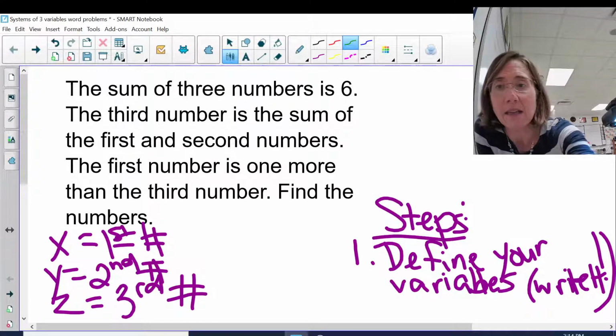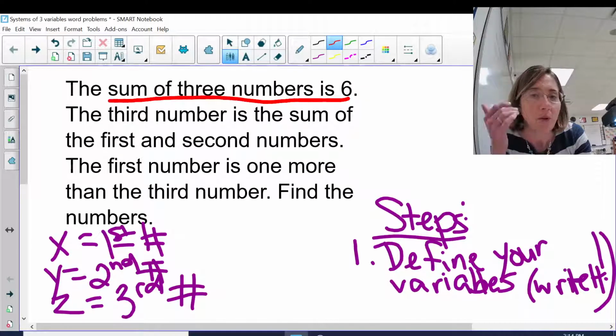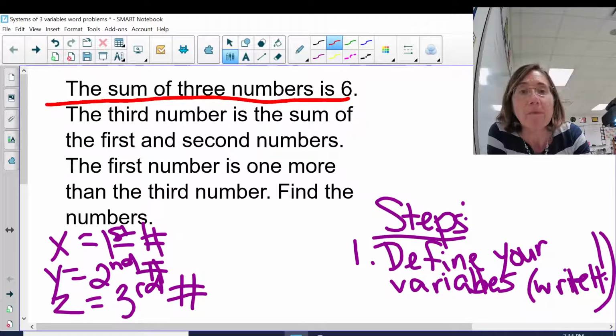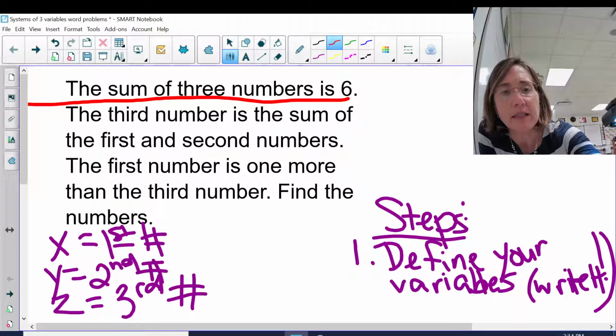So let's take that sentence, and I think I'll mark it in red, and I'll write this equation in red so we know what's the source of it. The sum of the three numbers is 6. So I'm going to add together my three numbers.